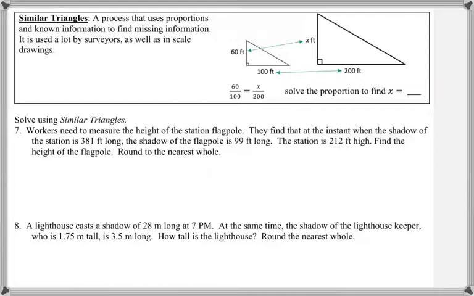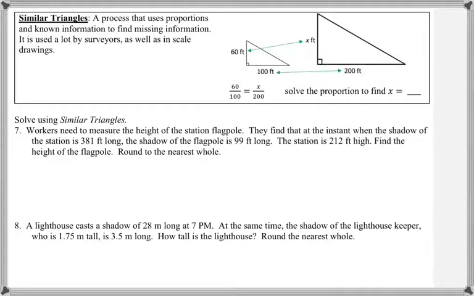The next part of this section is looking at similar triangles. Similar triangles is a process that uses proportions and known information to find missing information. And it is used a lot by surveyors as well as in scale drawings. So if we look at the picture here, we have two right triangles that are proportional.